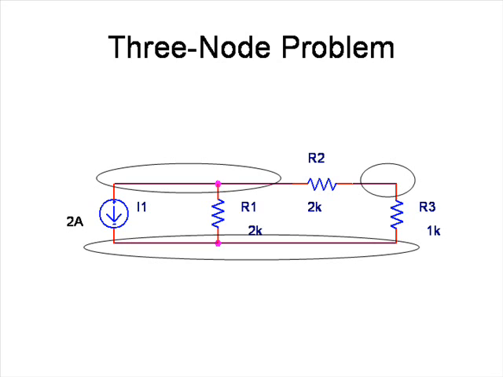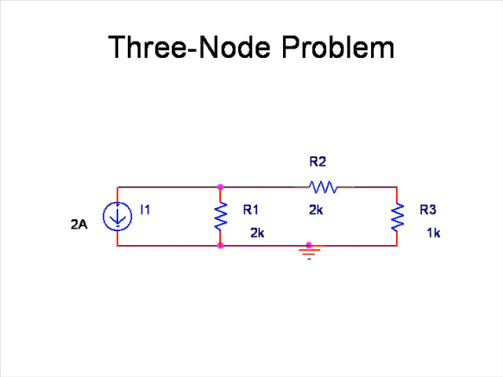It's up to you really, but most books like to put the ground right at the bottom or the middle of, if it's a diamond. In this case it's a rectangle, so we're going to put the ground reference here. So the ground is right there. So let's label these voltages. We're going to label this voltage V1 and this voltage V2.